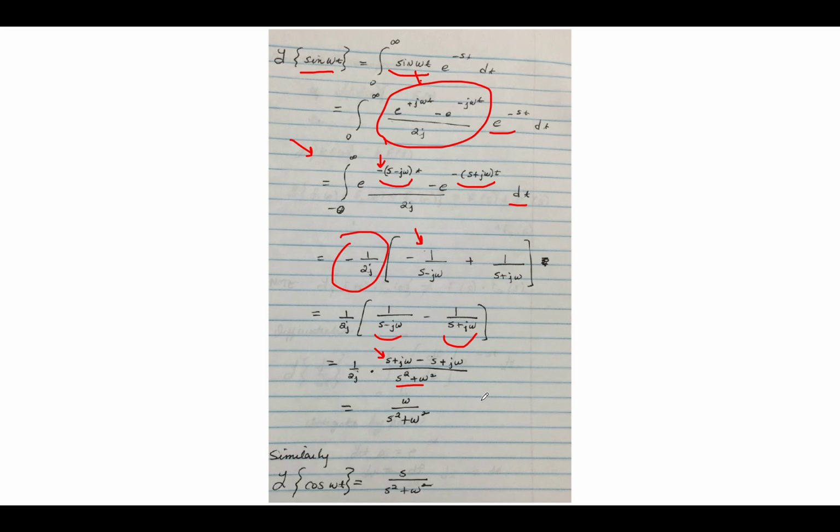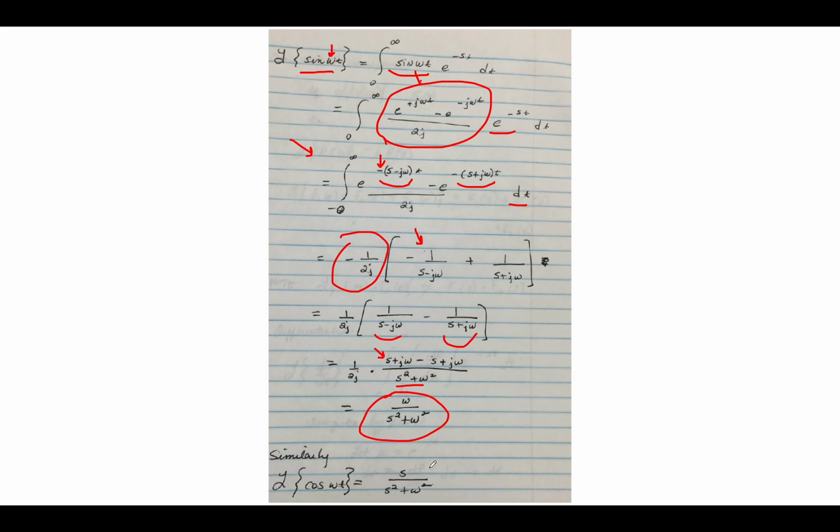A little bit more algebra shows that the two s terms are going to cancel out, the j's are going to cancel out, and we're basically going to end up with this expression right here, where omega was the frequency in radians per second of the sinusoid, and s is now our complex frequency, and it is now the variable in this equation. So it's a variable transformation from a variable of time to a variable of complex frequency.